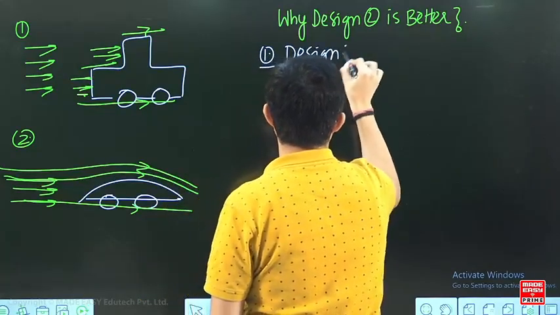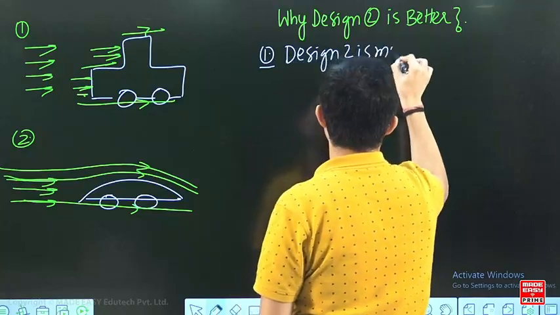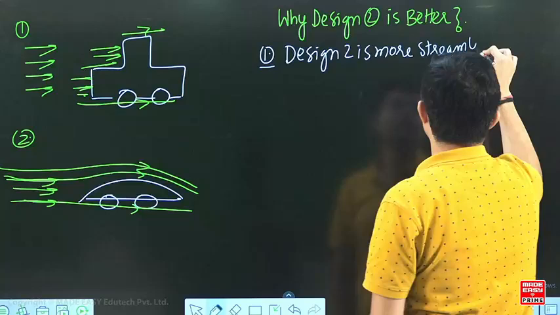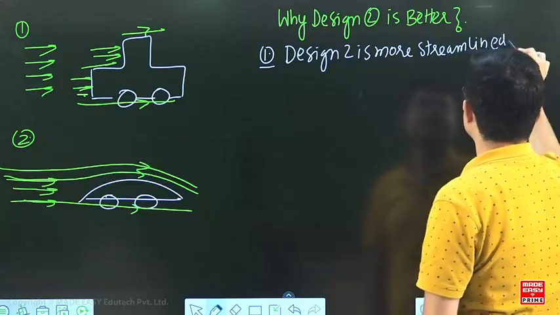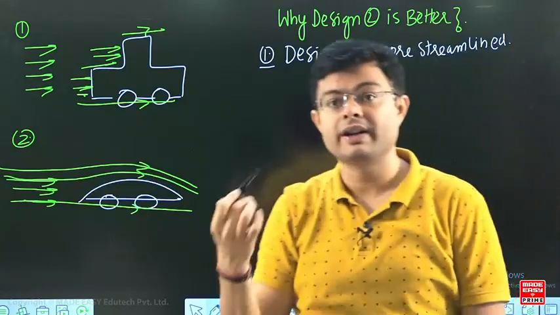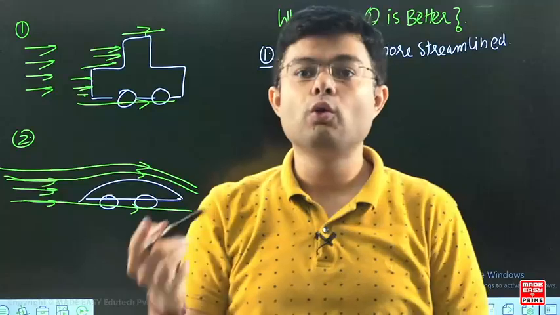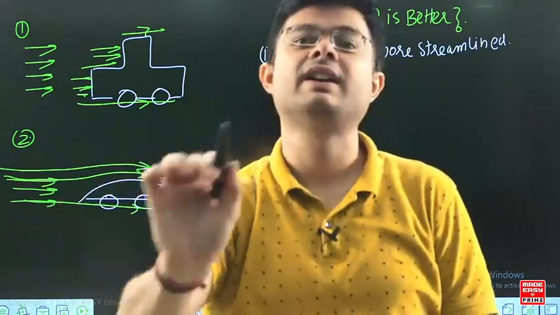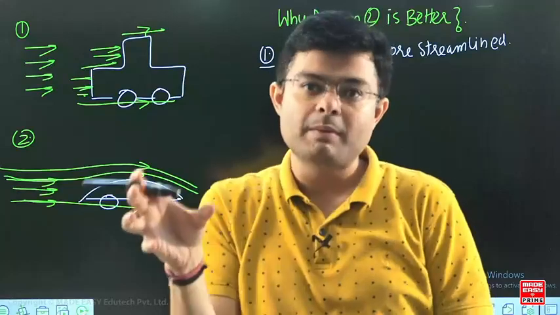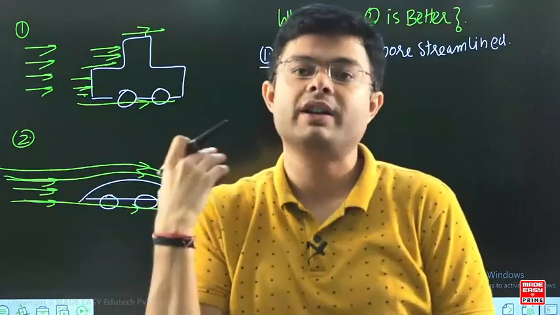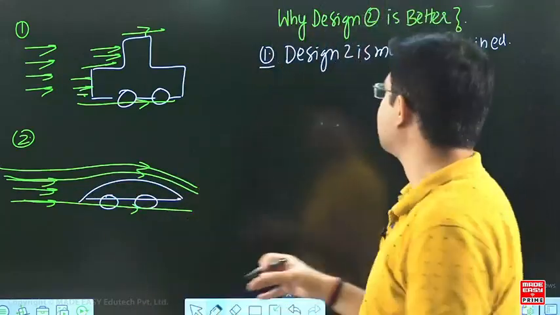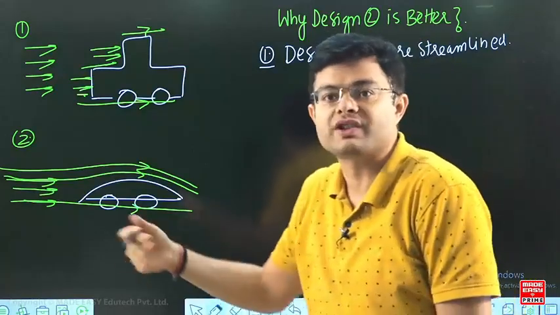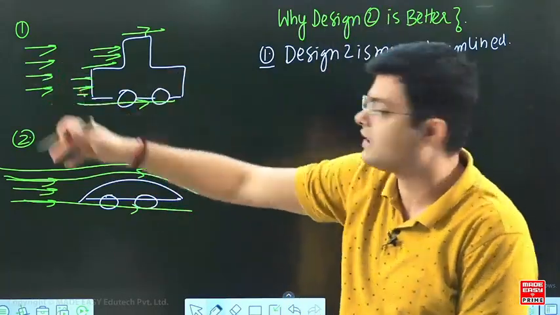Design 2 is more streamlined. Now what is the meaning of streamlined? The meaning of streamlined, I have already told you, is that the orientation and the shape of the body is coinciding with the direction of the flow. So the maximum part of the body and the shape of the body is coinciding with the flow. Such a thing will be called streamlined. So design 2 is much more streamlined in comparison to design 1.